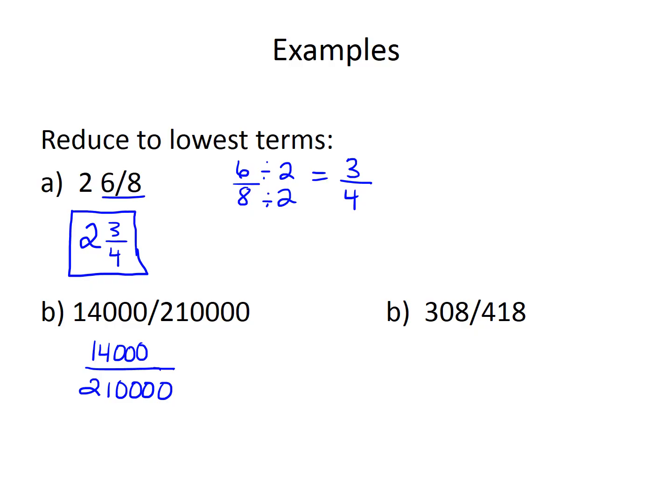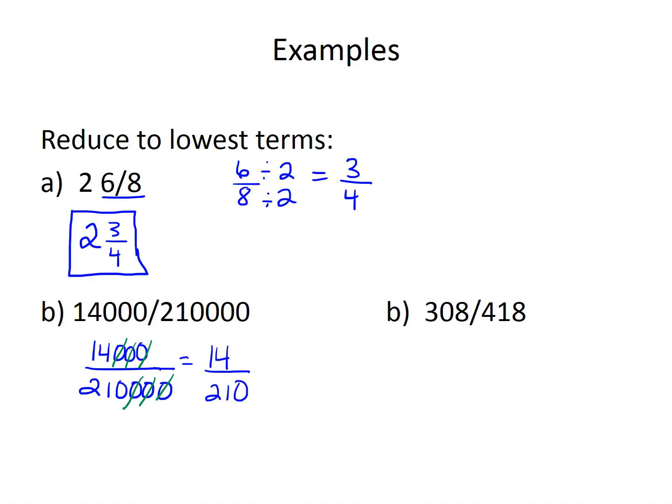So if you have a bunch of zeros, remember you can divide top and bottom by 10, which will cancel one set of zeros. If you divide top and bottom by another 10, it will cancel those. Another 10 will cancel those. So right now, that's dividing top and bottom by 1,000 because you did three 10s. That would be 14 over 210.